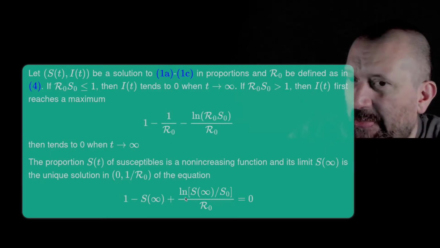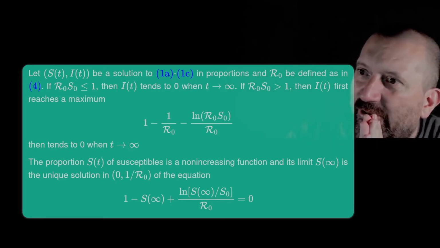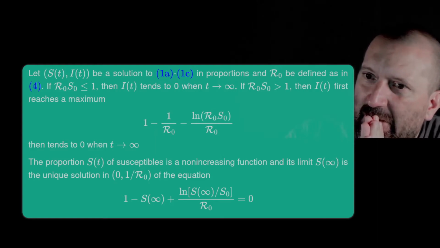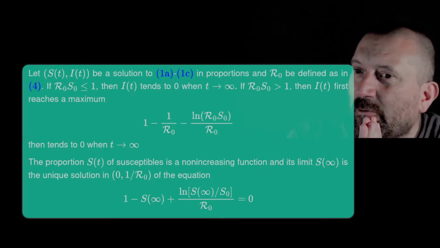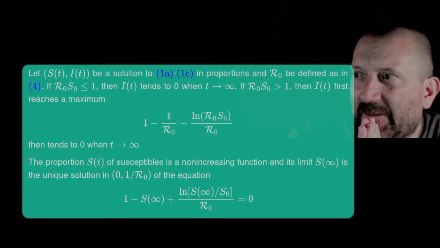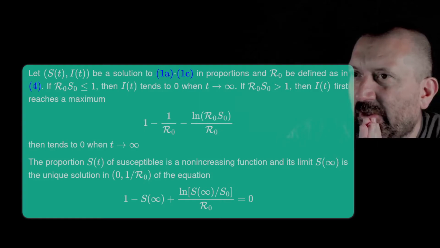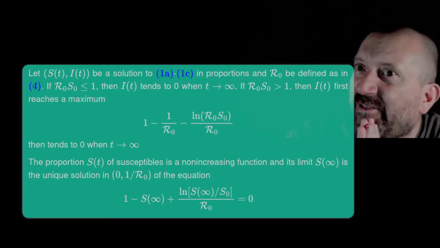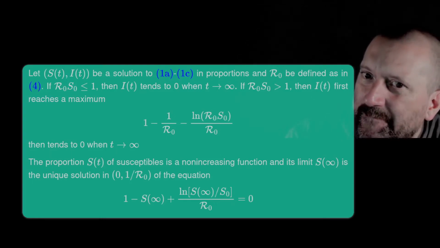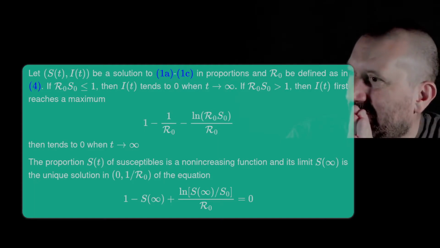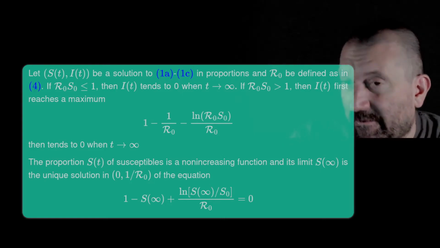And this is useful. Remember, one of the underlying questions was, what is the final size of the epidemic? Well, if I want to consider this, I need to consider S of 0 minus S of infinity. And that tells me how many people got infected. So S infinity is how many people are still susceptible when the epidemic is over. Okay, so S of 0 minus S infinity tells me how many people got infected during the course of the epidemic.